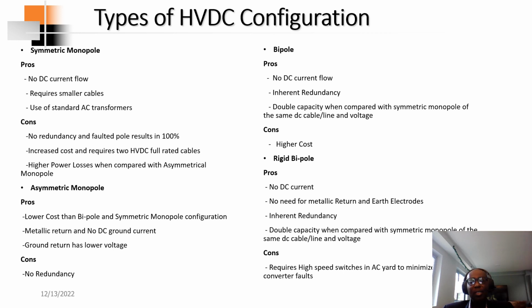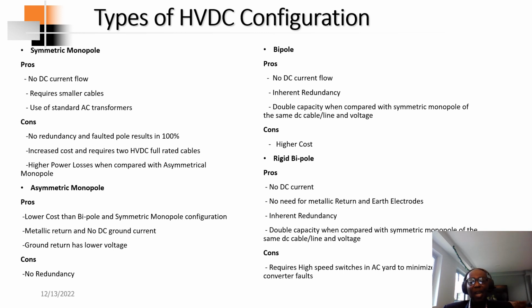For the bipole, there's no DC ground current flow. There's no path for it, and you also have inherent redundancy in it. That is, if you lose a pole, you can operate the other pole, shifting from a bipole configuration to a symmetric monopole configuration. The con is that it has a higher cost.